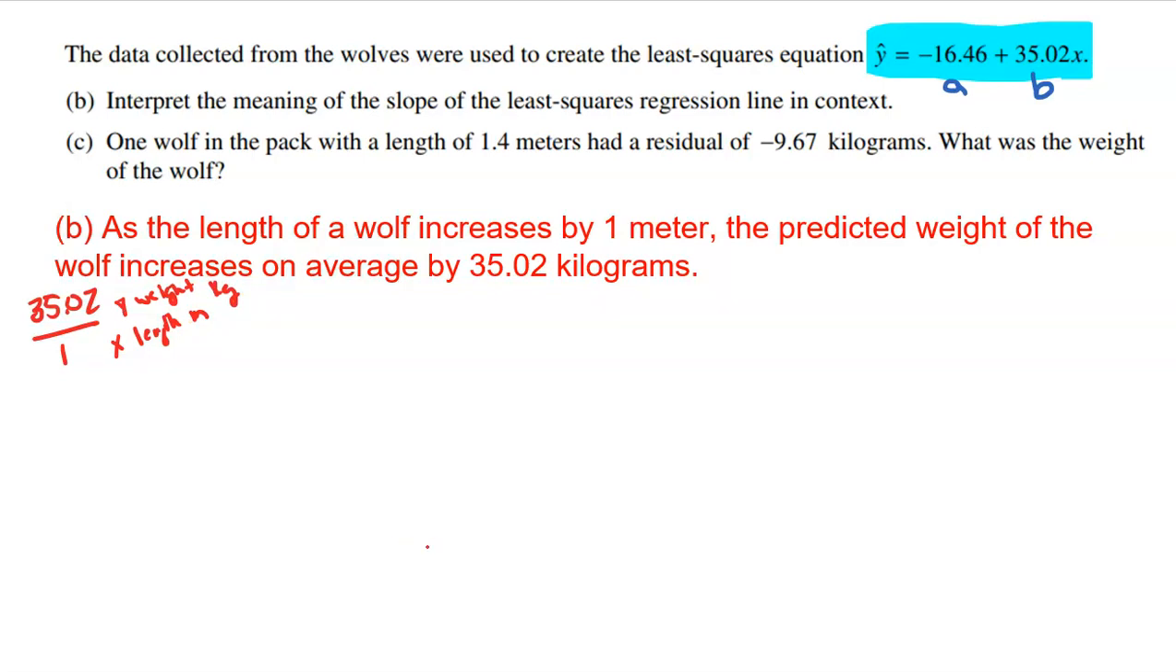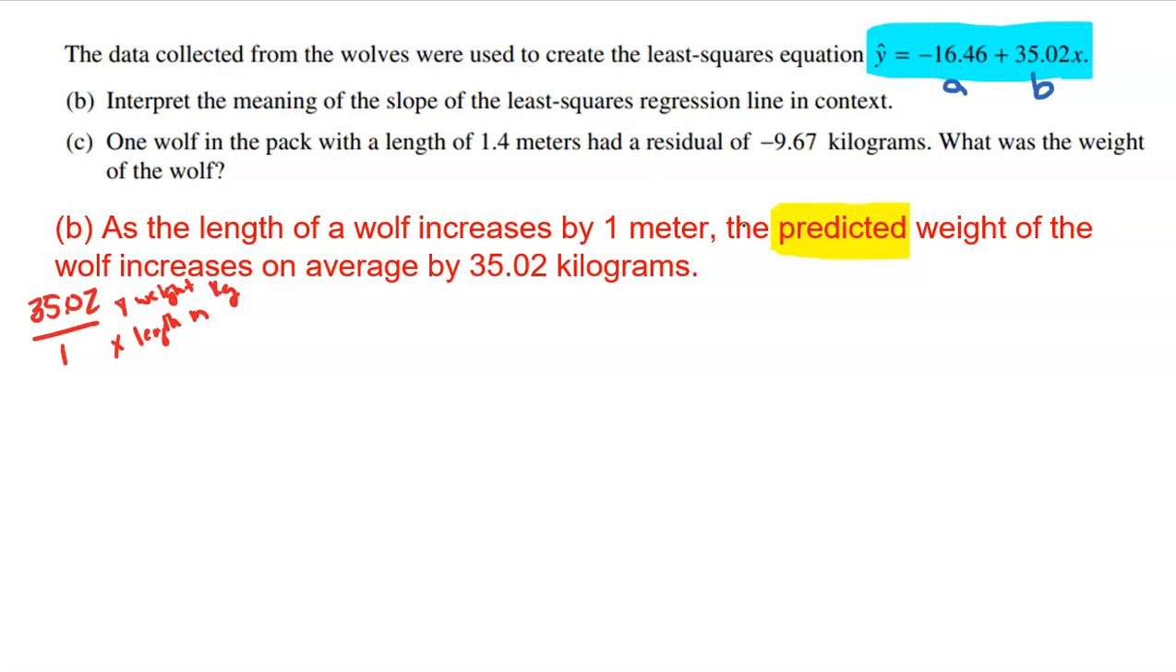So as the length of a wolf goes up by 1 meter, we predict the weight to also go up by 35.02 kilograms. That's a pretty simple interpretation. Now, keyword is make sure you have predicted here, because we want to emphasize that this is not guaranteed to happen. So it's not like if a wolf grows 1 meter over the course of a year, it's guaranteed to increase by 35.02 kilograms. It's just a prediction that will happen on average.